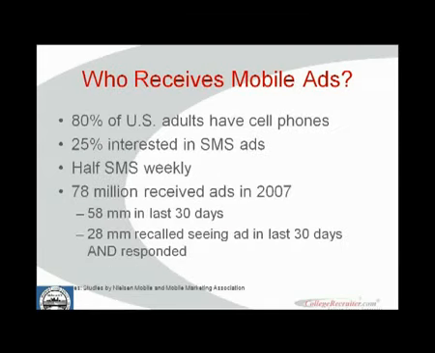So who receives mobile advertising? Well, in the U.S., about 80% of adults have cell phones. And amazingly to me, about 25% of those want to receive cell phone text message advertisements targeted to their interests. About half of U.S. adults send or receive at least one cell phone text message a week.